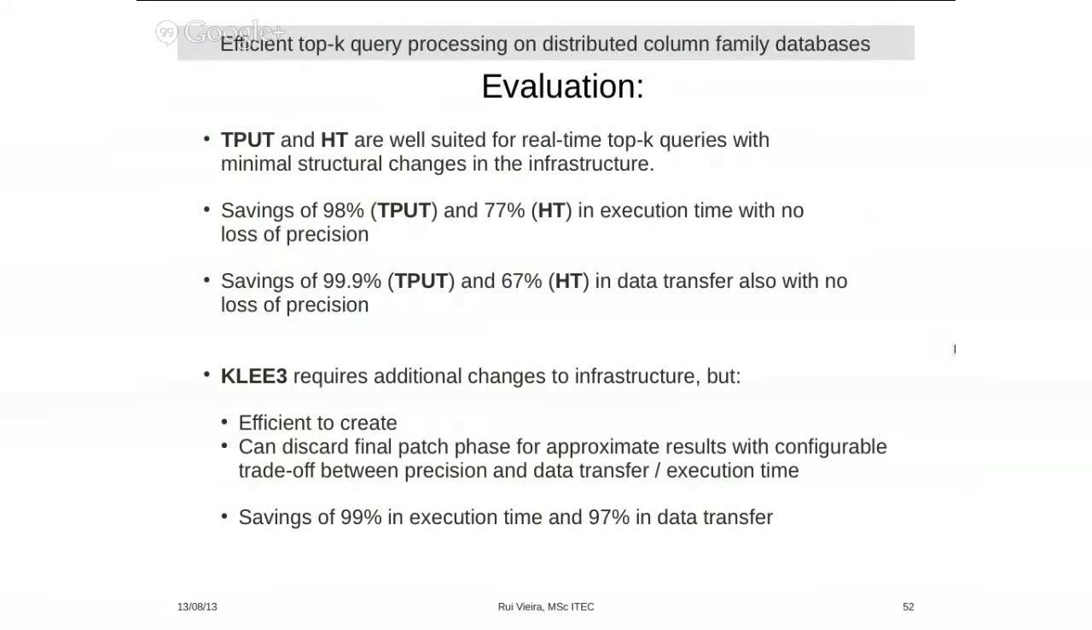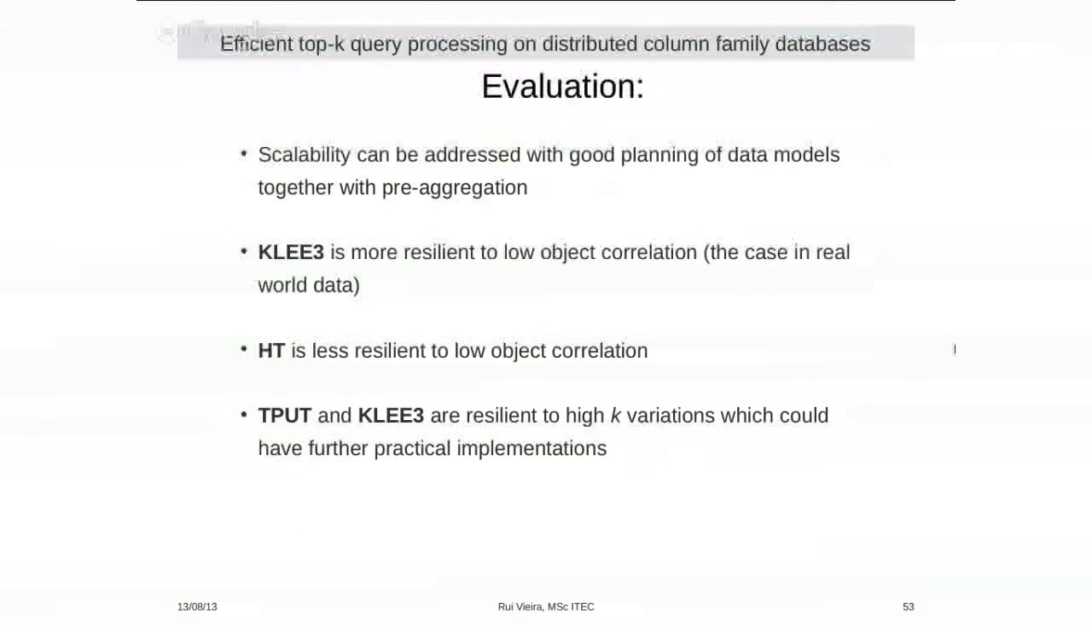The advantage of TPUT and average threshold is obviously they do not need any kind of additional change to the infrastructure of the database. KLEE does need the statistical metadata, but as we've seen, it's efficient to create, and we can even make it faster, discarding the final patch phase for less accurate results. But even so, with the version we've implemented, we saw savings of 99% in execution time and data transfer. So scalability can also be addressed with good planning for data models.